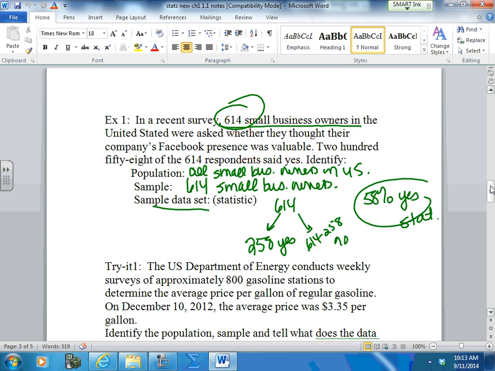This is the difference from the new book to the old book. The old book, it was $1.37 a gallon. That's how old that old book is.